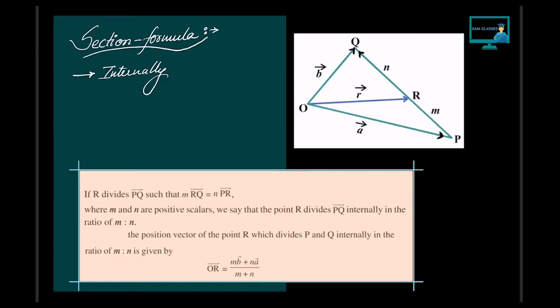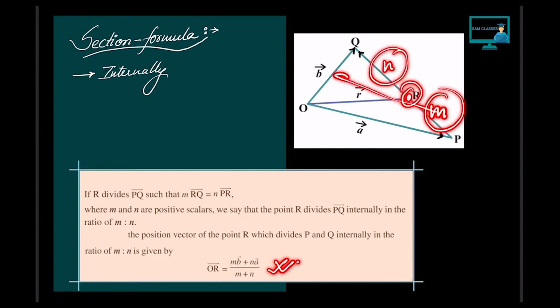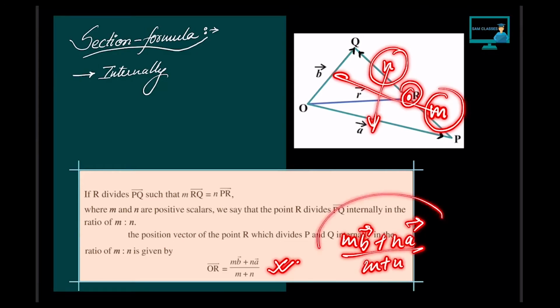Clear? Now let's talk about section formula. We have just given you a bit of theory to understand what it is and the formula that we'll be using. So we have a PQ vector, and this R vector is dividing it in the ratio of m is to n. In that case, what will be the position vector R? That is given by the formula: cross multiply, m b vector plus n a vector by m plus n. That's it. And this is for internal division.